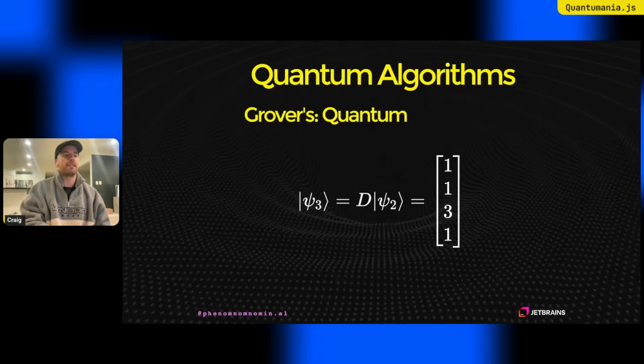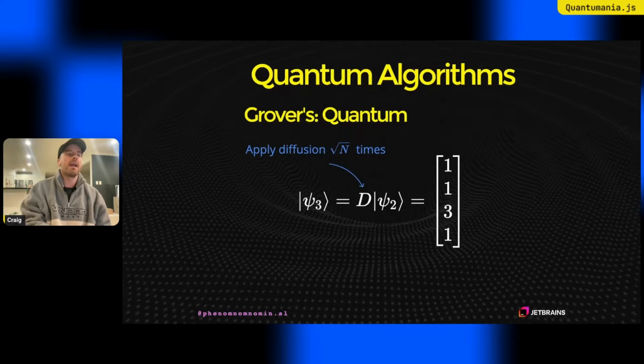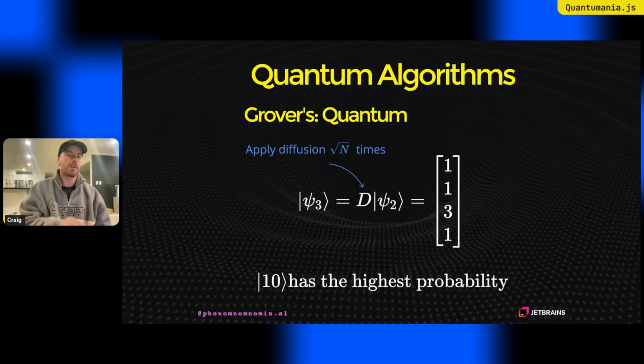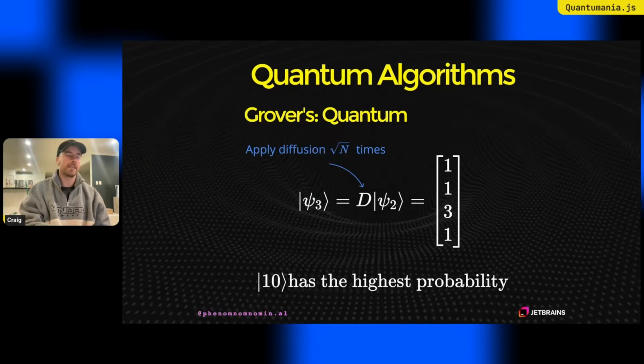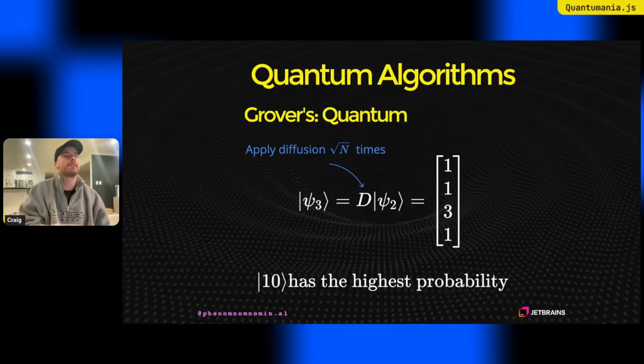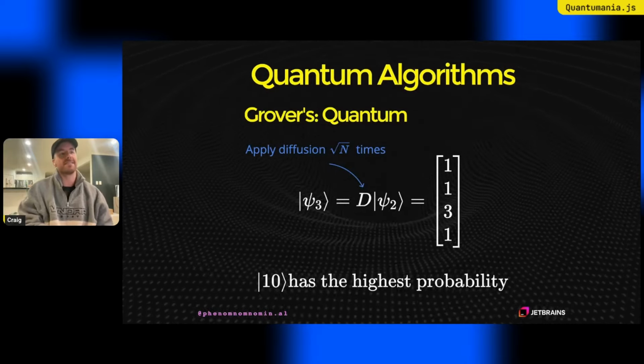We're going to apply that diffusion operation approximately the square root of n times, and it's going to pop out that 2 has the highest probability. This is not going to be a definite result. These are probabilistic. You could still get the wrong output here. Much of the research into these algorithms is about how do you maximize that probability? How do you retry this if you don't get the answer you expected?